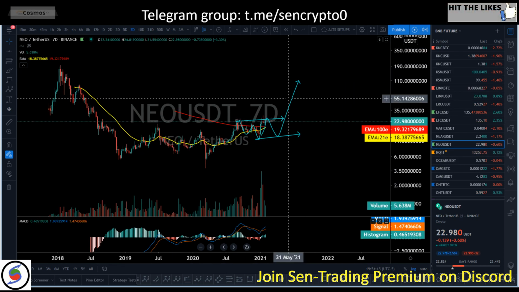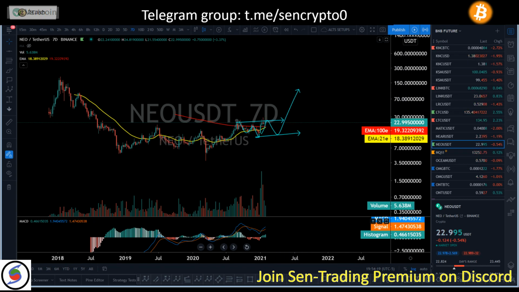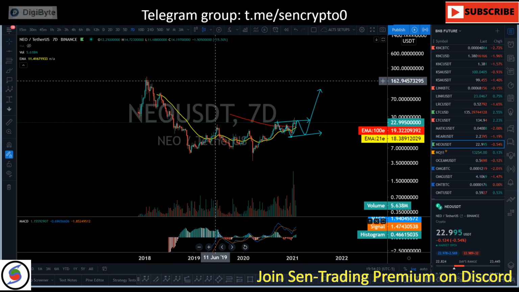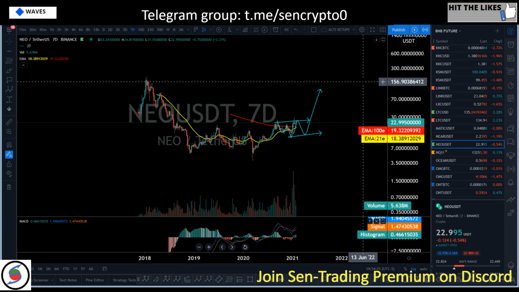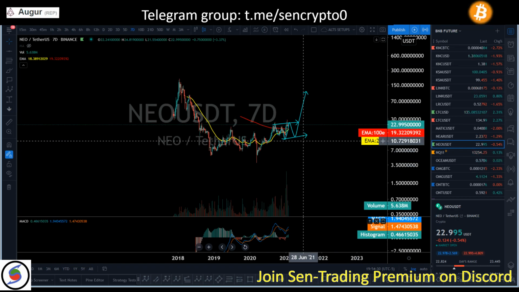So the short-term target for NEO is going to be just about 45 to 50. Upside potential all the way up to 250. It is going to break the all-time high, so that's going to be great. It means we're going to get wave 5 to the upside, which could be way above $400 to $500. So NEO is a good hold.